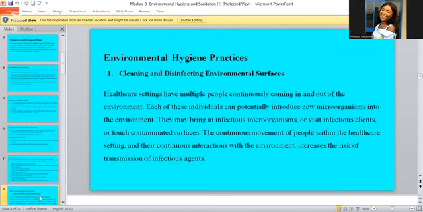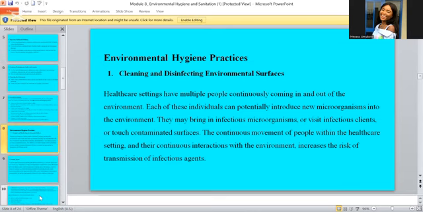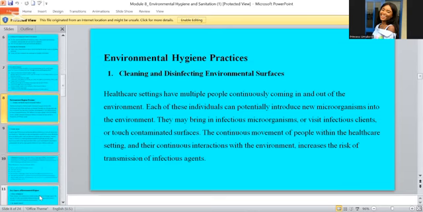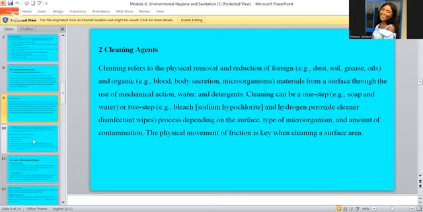Now, these are some practices categorized. We have cleaning and disinfecting environmental surfaces. Healthcare settings have multiple people continuously coming in and out of the environment. Each of these individuals can potentially introduce new microorganisms into the environment. The continuous movement of people within the healthcare settings and their continuous interactions with the environment increases the risk of transmission of infectious agents.